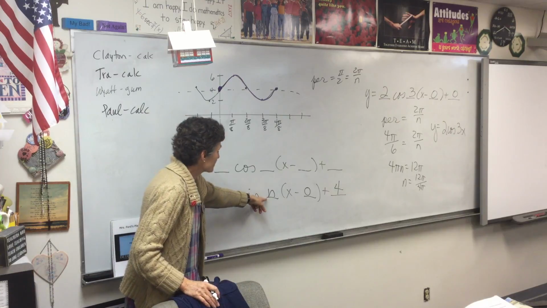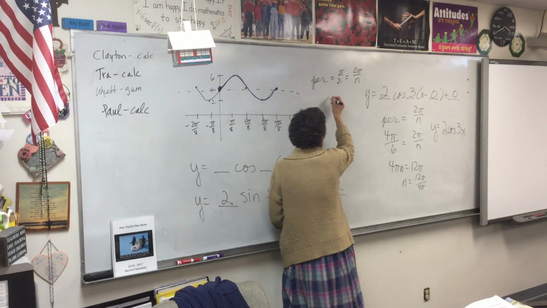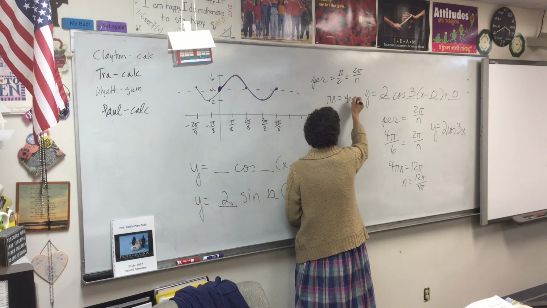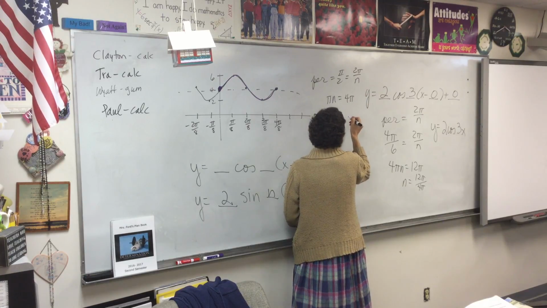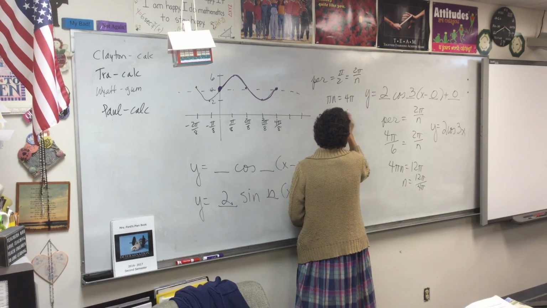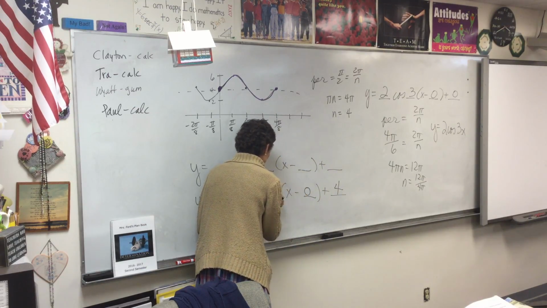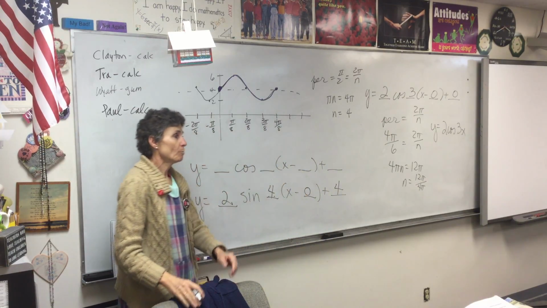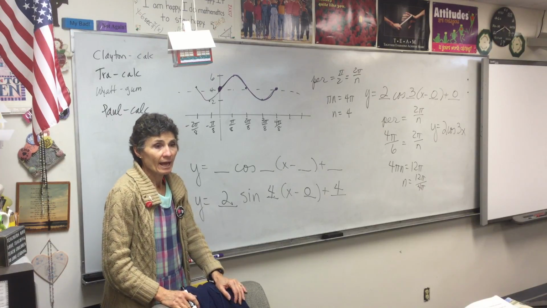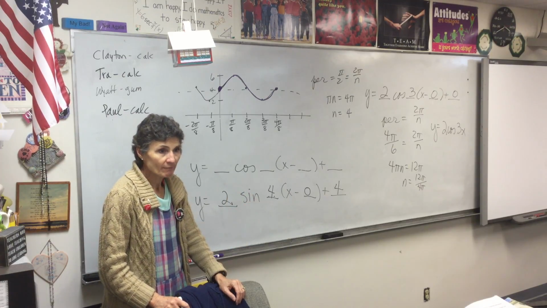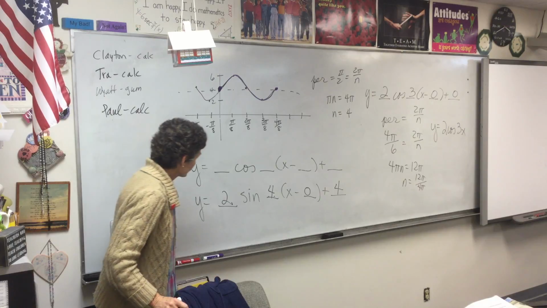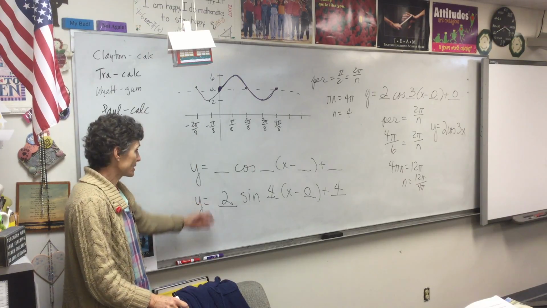So what does that coefficient have to be in order to have a period of, oh yeah, has to be 4? What's 2 pi divided by 4? Half. Isn't that your period? Half. So there it is. There's your sine equation.